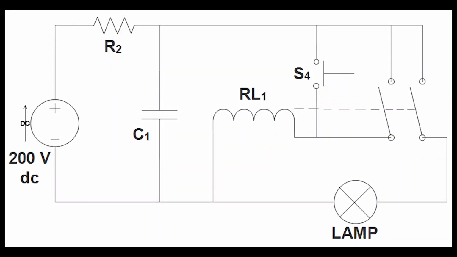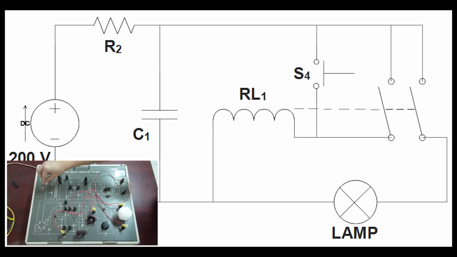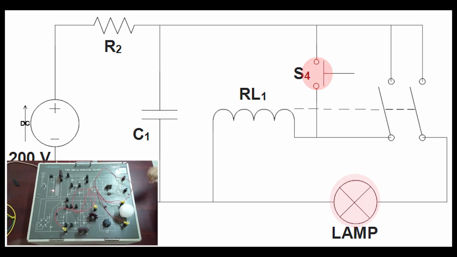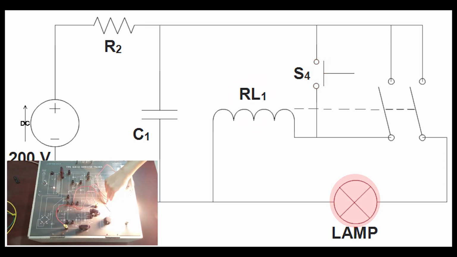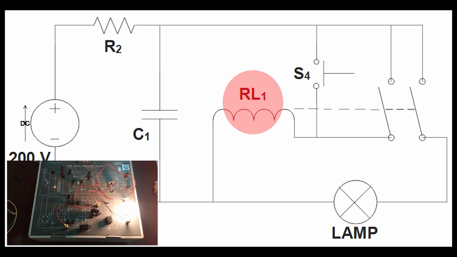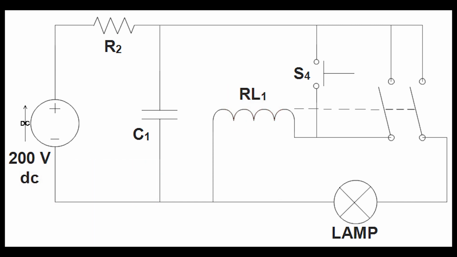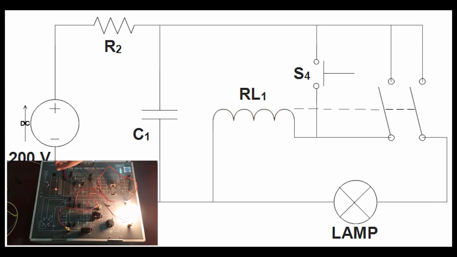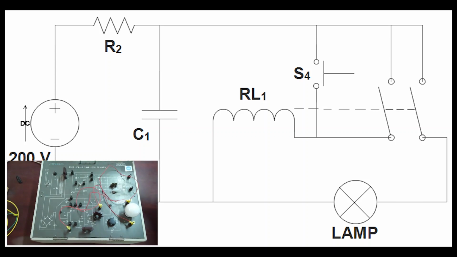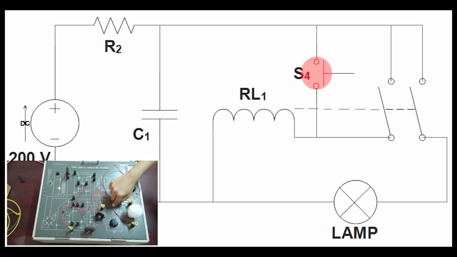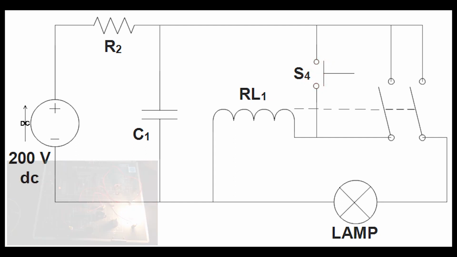Here you have to connect the circuit as shown in this figure and then switch on the main supply. Then press push button S4 and notice the lamp is lit up as the coil RL1 is energized and retains the switch in the on position. Now switch off and again switch on the supply and notice that the lamp does not light up. Press S4 and notice that the lamp is lit up again.